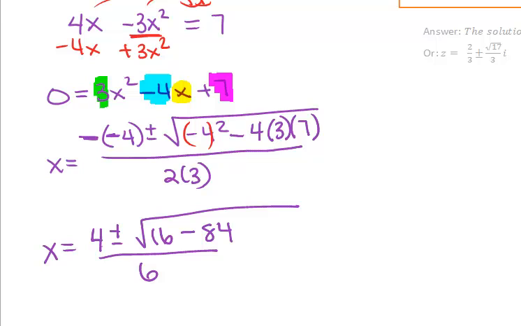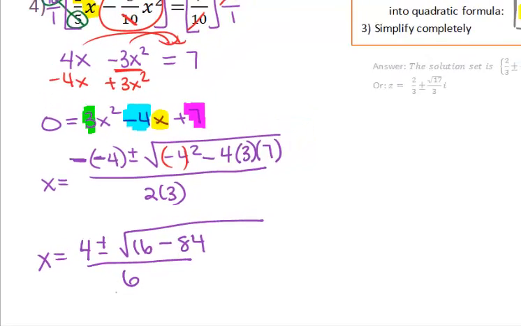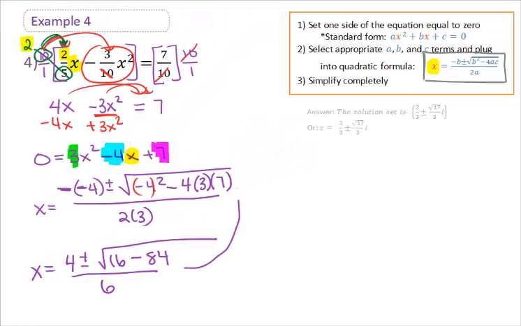Again, do not simplify the 4 and the 6 yet. You must wait until the very end to do that. So I have x equals 4 plus or minus the square root of 16 minus 84, which gives me the square root of negative 68. That's still all over 6.